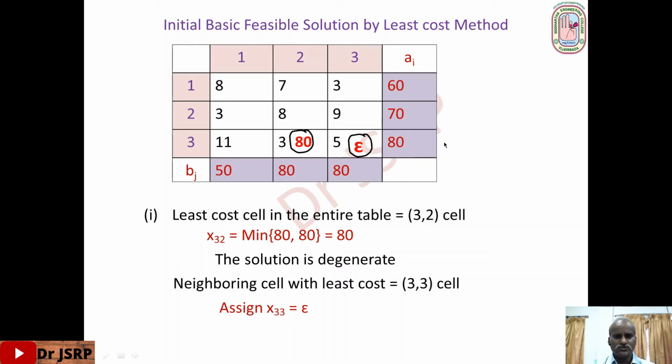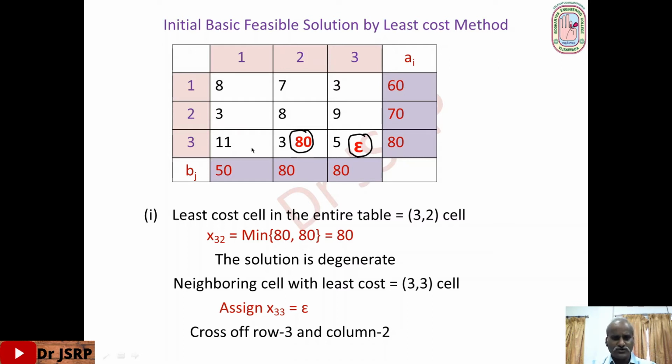Then cross off row 3 and column 2. Both the constraints are satisfied simultaneously. So in this case we get degenerate solution. So what is the degenerate solution? Suppose in the solution there are exactly m plus n minus 1 strictly positive allocations. That solution is non-degenerate solution. Otherwise the solution is degenerate.